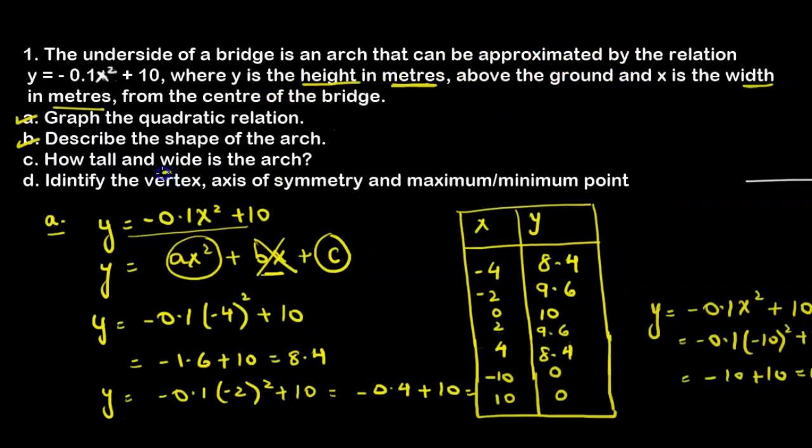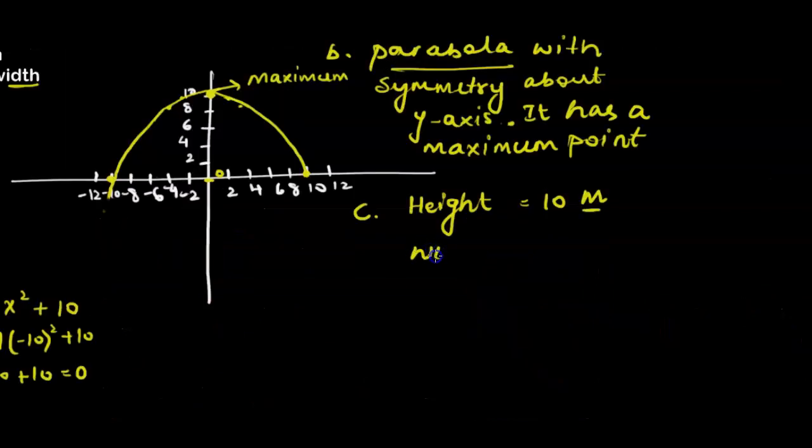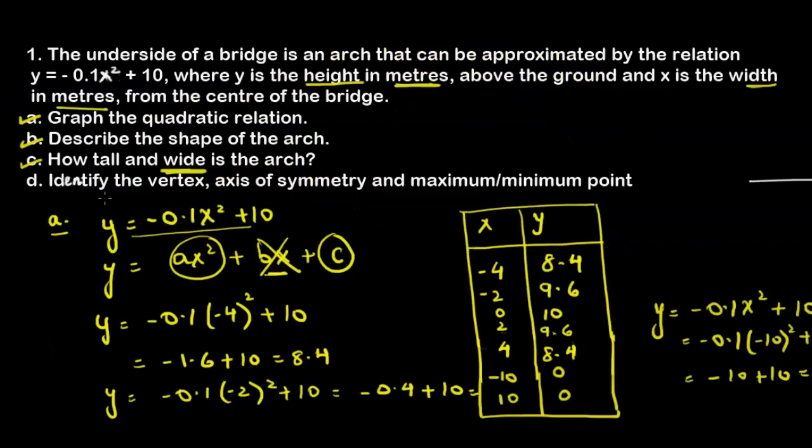This part C also wants us to find out how wide the arc is. That means what is the width of this arc, and the width is always from one end of the graph to the other end. This part of the graph is 10 meters long. This part will also be 10 meters long, because it's 10 units on the left side and 10 units on the right side. So altogether we would have 20 meters width of this graph. Part C is done.